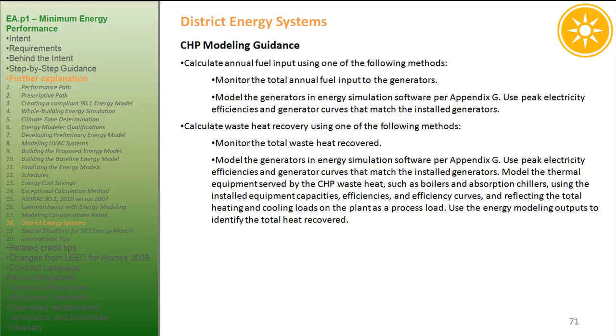Model the thermal equipment served by the CHP waste heat, such as boilers and absorption chillers, using the installed equipment capacities, efficiencies, and efficiency curves, and reflecting the total heating and cooling loads on the plant as a process load. Use the energy modeling outputs to identify the total heat recovered.